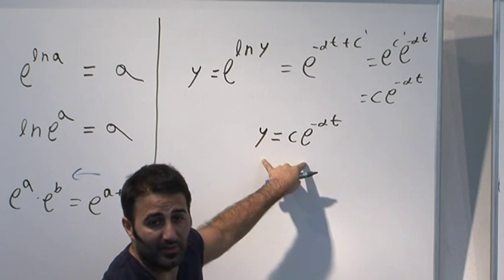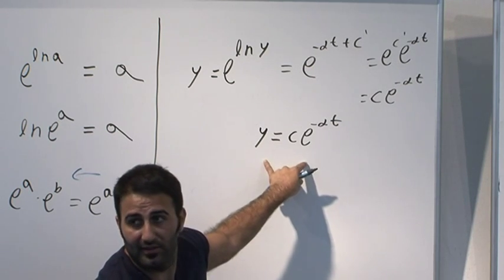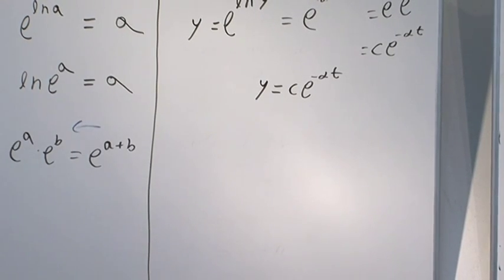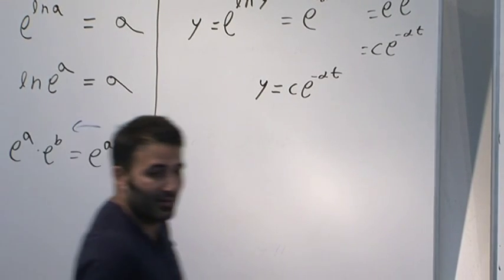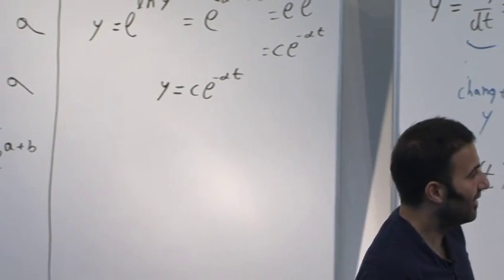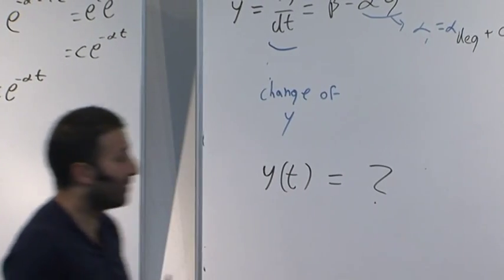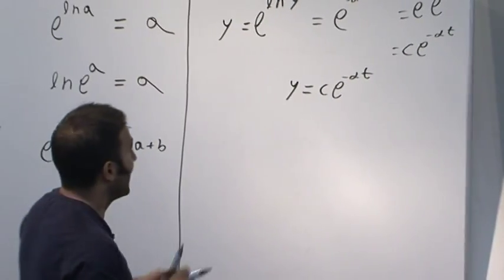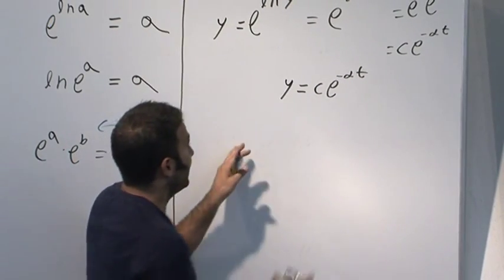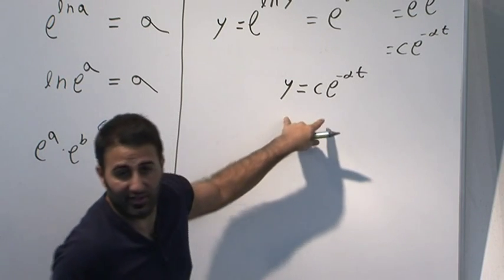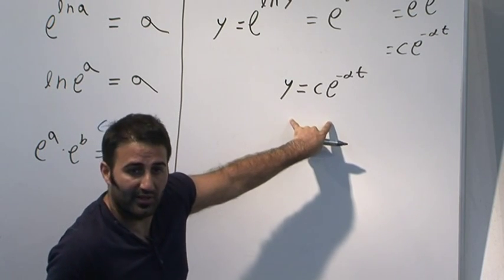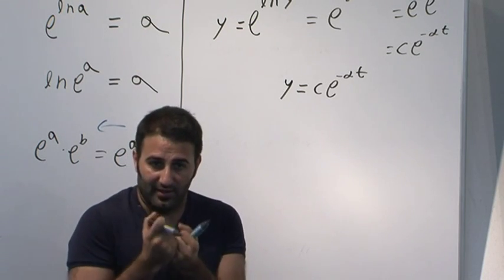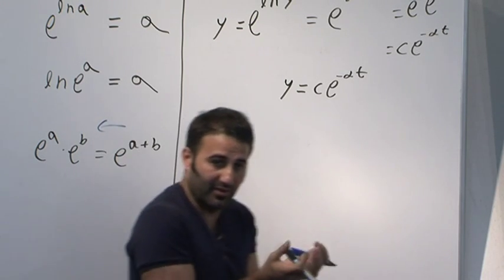Why? What are we missing? What do we need? Exactly. We have to get rid of c. How can we do it? From the initial conditions. What do you mean, the initial condition? If this is the solution for every moment, it has to be the solution also at 0, in time 0.